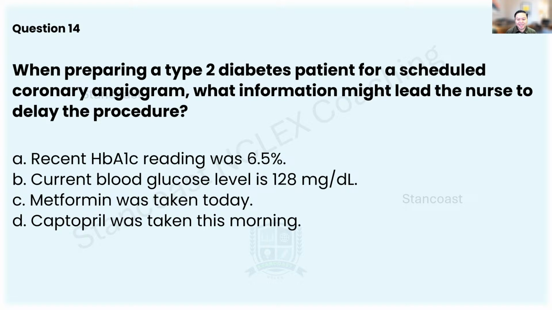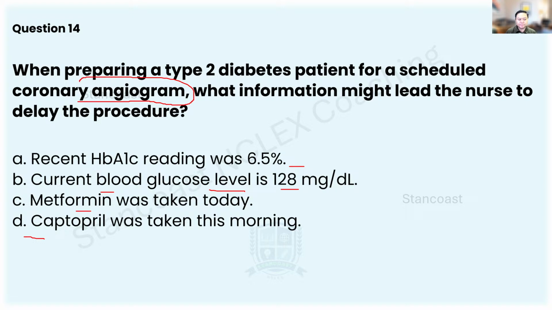Let's have number 14. When preparing a type 2 diabetes patient for a scheduled coronary angiogram, what information might lead the nurse to delay the procedure? Is it A, a recent hemoglobin A1C reading was 6.5%, or B, current blood glucose level is 128 milligrams per dL, or C, metformin was taken today, or D, captopril was taken this morning? Your answer, please. A patient that is type 2 diabetic is scheduled for a coronary angiogram.